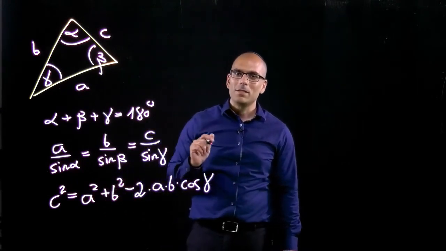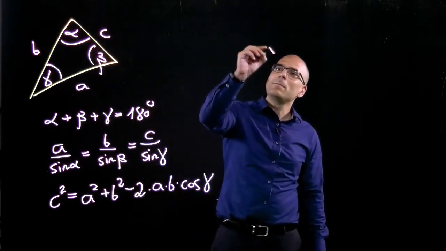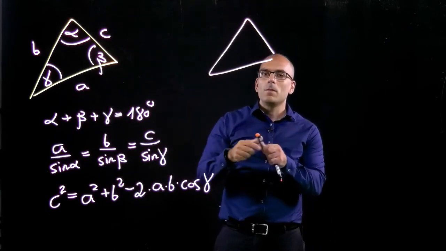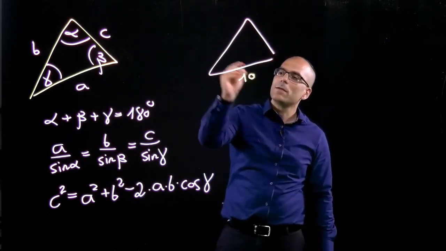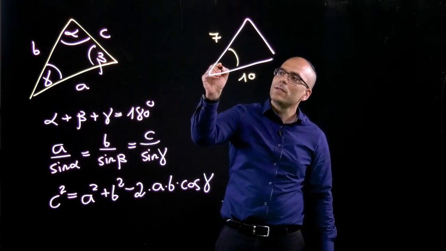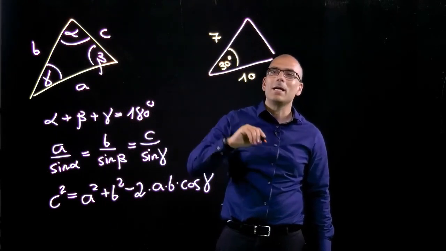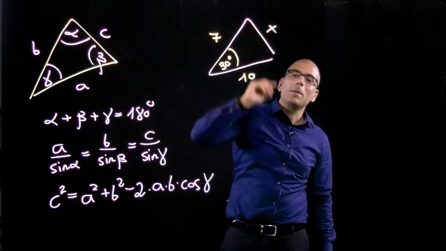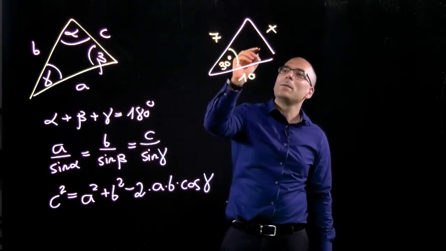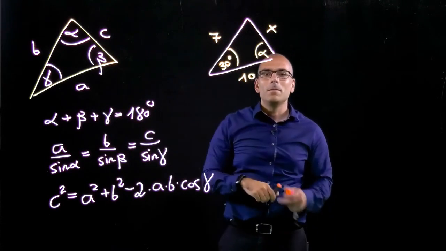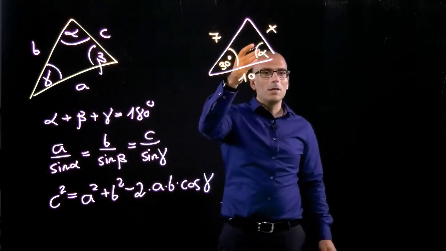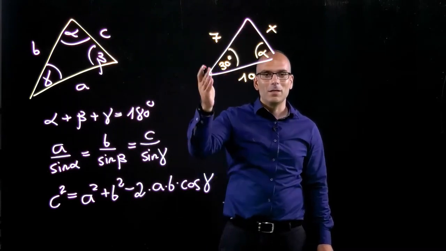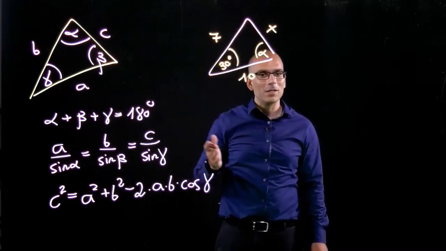We will move on to an example, a general triangle. We have two sides, 10 and 7, an angle of 30 degrees, and we want to find the side x and the angle alpha. We need to determine the length of side x and the measure of angle alpha. Of course, if we find alpha, we can also determine the other angle, since the total sum of angles in a triangle is 180 degrees.